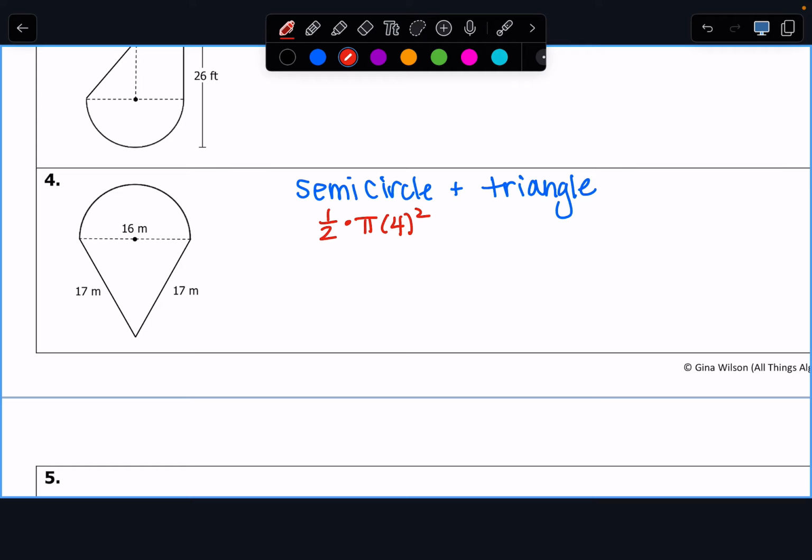Now, the triangle is 1/2 base times height. What's it for? Who told me 4? What should it be? Okay. What's the base of the triangle? Okay. So 1/2 base times what's the height of the triangle?